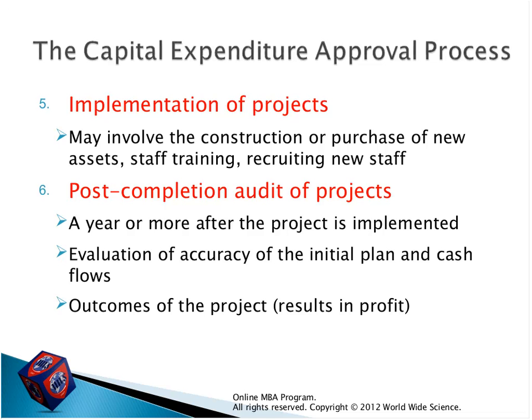So the implementation of the project may involve the construction or purchase of new assets, staff training, and recruitment of new staff. This talks about when our investments are made by acquiring new equipment or plants. So we might need to purchase new equipment, some assets, and if we buy new machinery, if it's totally new, high technology, of course we have to train our staff, right? Training the staff as well takes some expenses. Or we might need to recruit new staff.